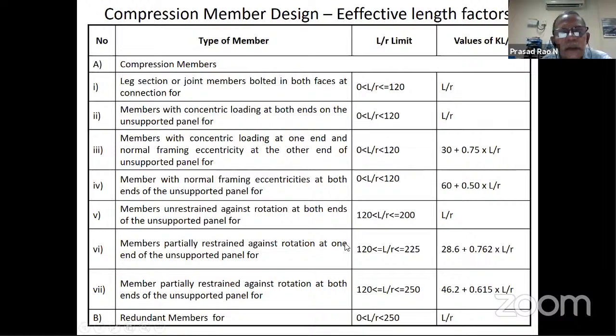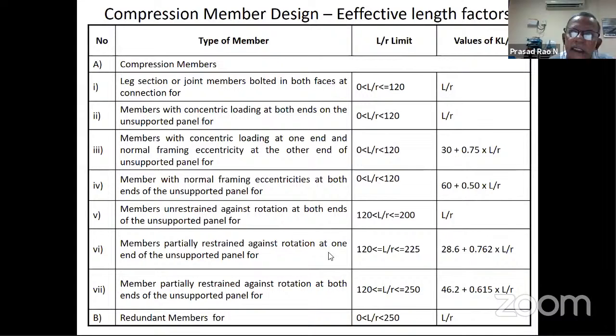Based on that, suppose your L by R is more than 120, what will happen? If more than 120, eccentricity will not have that much effect because your member is already very slender. By self-weight itself, it starts deforming perpendicular to the plane of loading. So in that type of case, end restraint will give you an advantage.